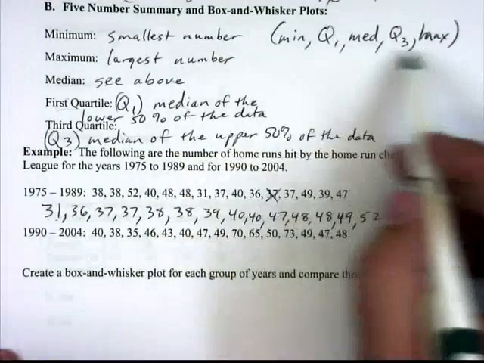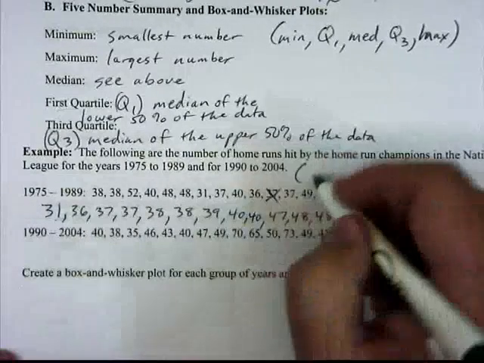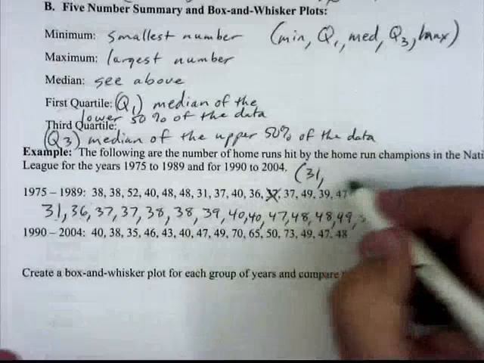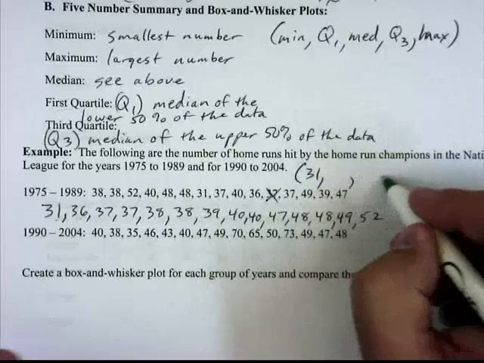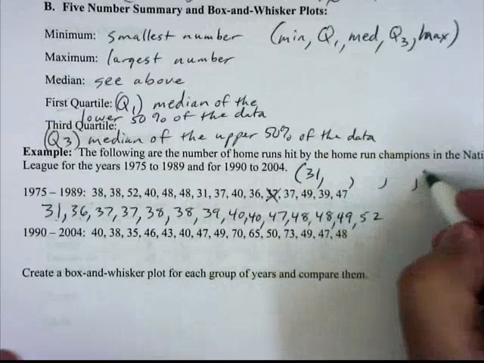And what I want to do is write my 5-number summary. So the first one is easy to find. That's a 31. I'm going to need my Q1, my median, my Q3, and then my maximum is 52.